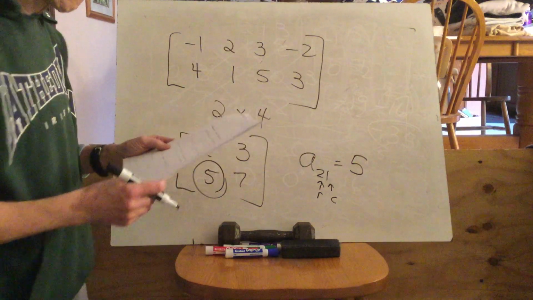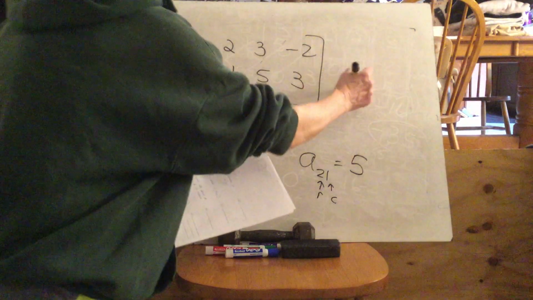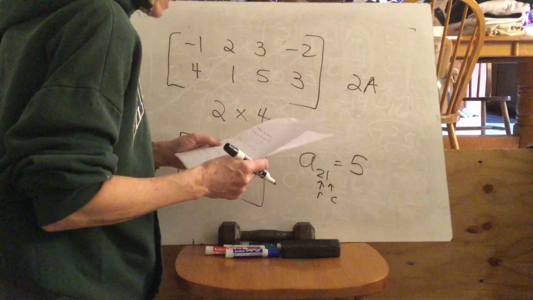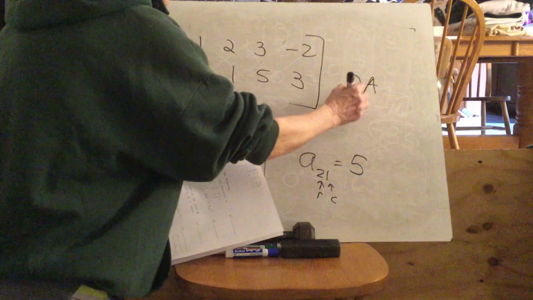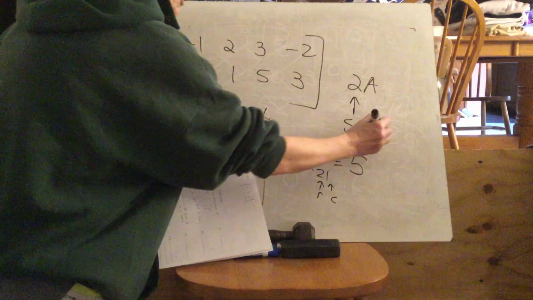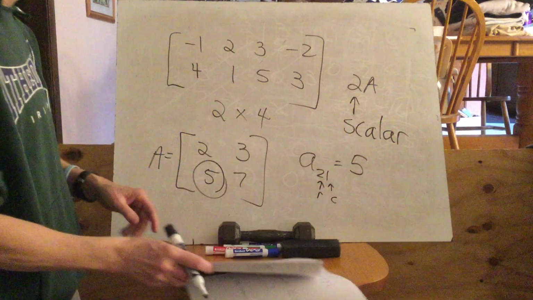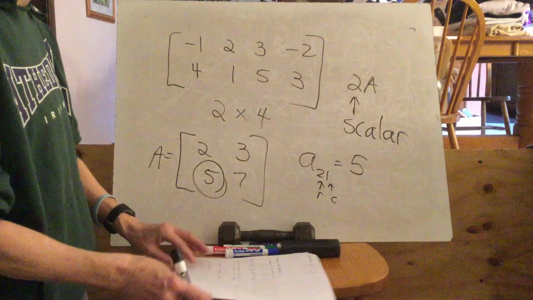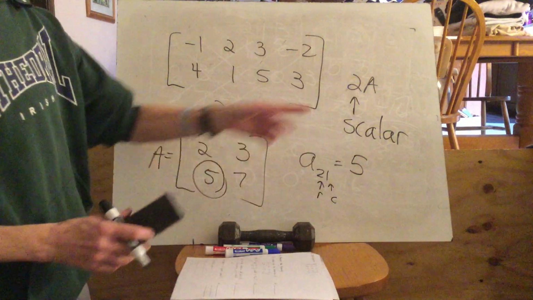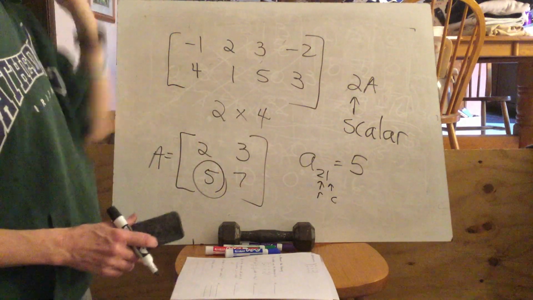In the expression 2A, where A is a matrix, 2 is called a what? What do we call that? Just mentioned it earlier. It's called a scalar. Note how that's spelled, by the way, scalar.